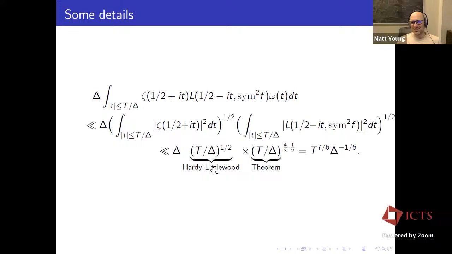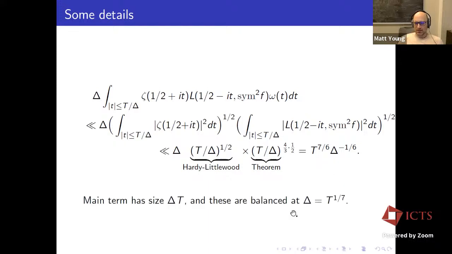So I wrote this down in a slide. The argument's very simple, but just to be completely clear, we've got this dual moment we're trying to bound, a first power of zeta times a first power of symmetric square. You can just use Cauchy-Schwarz. You'll get the second moment of zeta, for which we have the Lindelof on average bound from Hardy and Littlewood, so this is over 100 years old. But then we have to bound the second moment of the symmetric square. Now you can plug in our theorem, so you get 4/3 for that, and you just do the algebra, and it's optimized when delta is t to the 1 over 7.